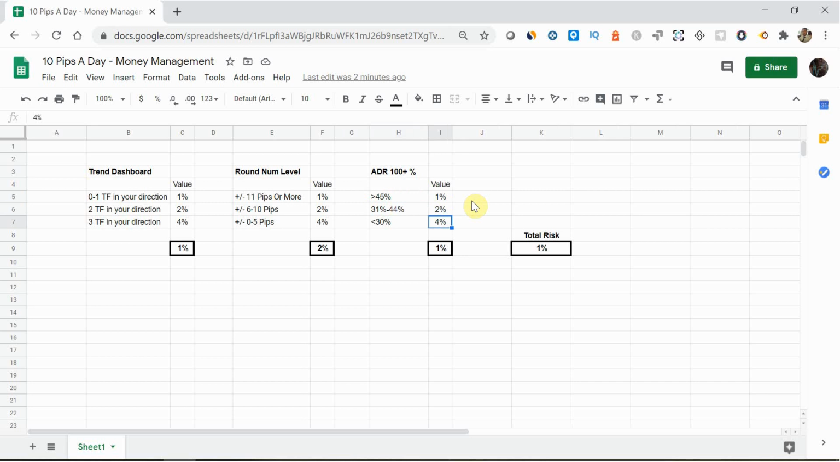So again, we put that at 1%, and the calculation here is just an average of the three, and therefore the total risk will be 1%. And you can change this around here. You can put 4 over here, and 4 here, and that gives you a total risk of 3%. These are just examples of what you can do.